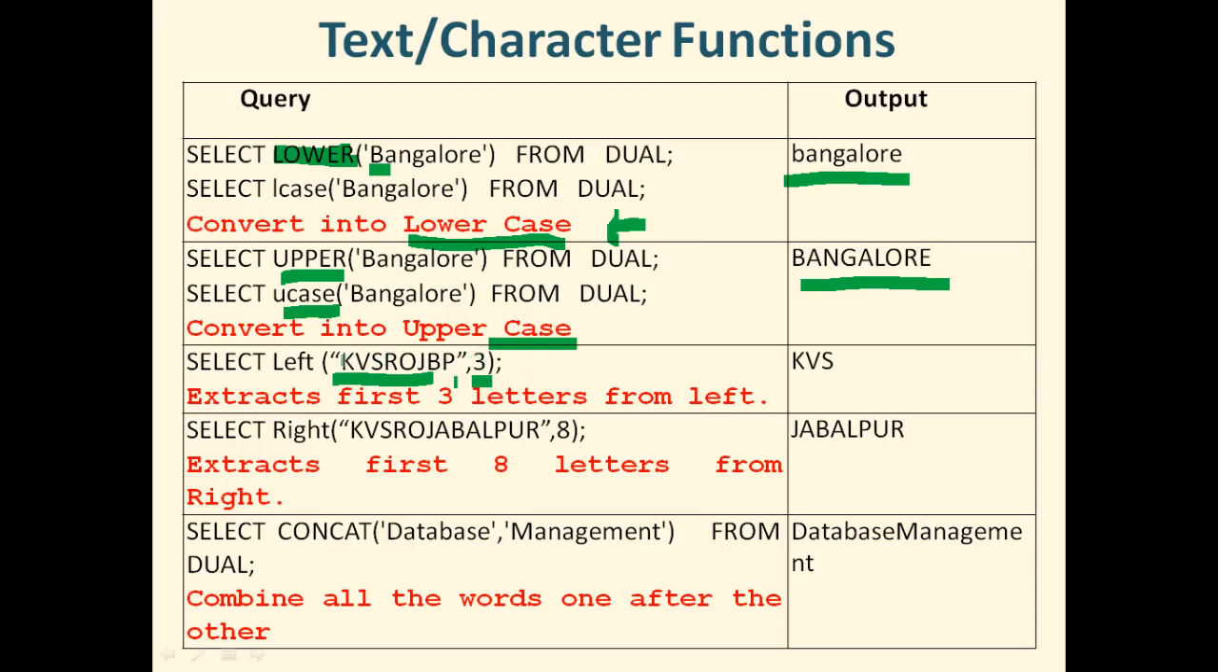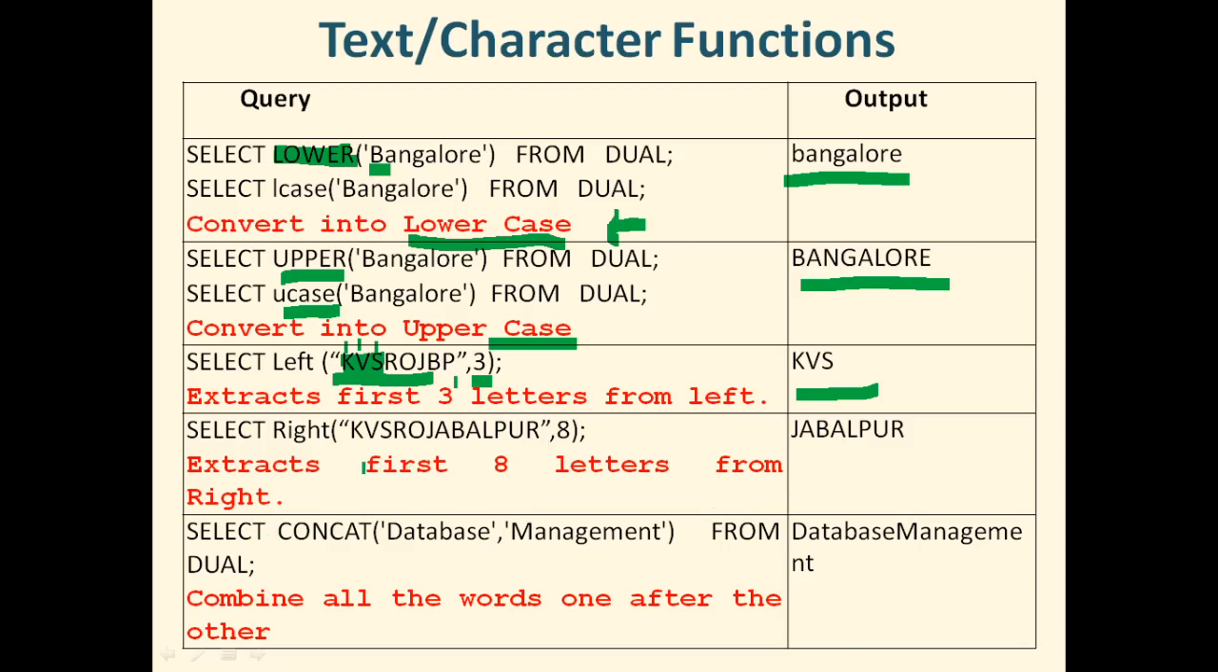The first 3 letters from the left, that means KVS, that is 1, 2 and 3. First 3 letters are extracted and given as output. A similar function is right. It extracts first 8 letters from the right.